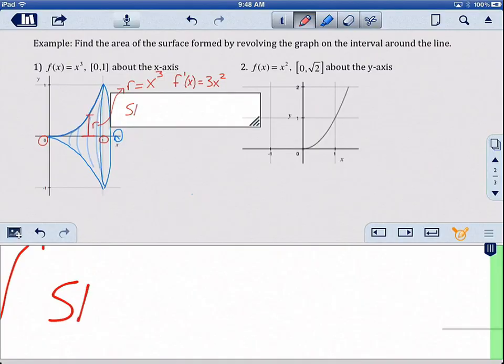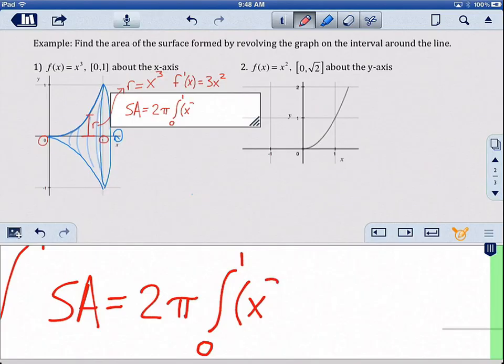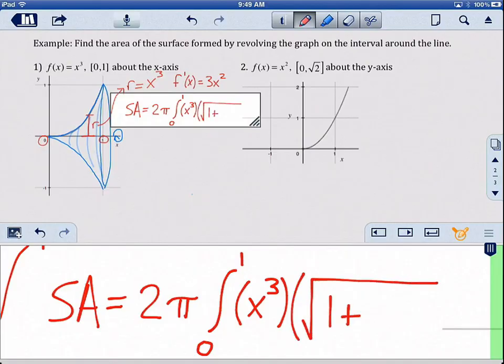So surface area is going to equal, well remember it's just 2 pi r times the arc length. So it's 2 pi times the definite integral from 0 to 1 of the radius, which is x cubed, times our arc length, so that's going to be the square root of 1 plus our f prime squared, so 3x squared squared, and with respect to x, or dx.